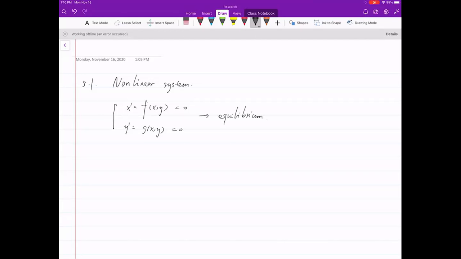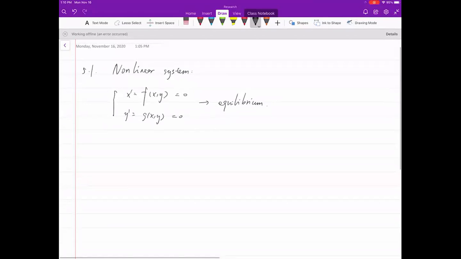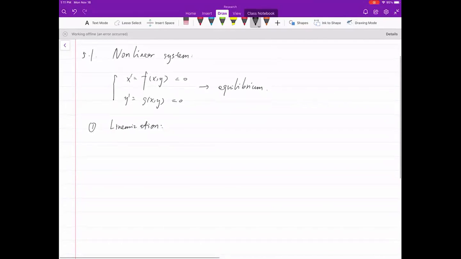Once you have found the equilibrium, the next thing to do is try to determine if it's a sink, a source, or a saddle. We can't do that for nonlinear, but we can do it for linear. So when we see a nonlinear system, we basically change it to a linear system at that point. And we basically change it to be u prime equals Ju, where J is the Jacobian.